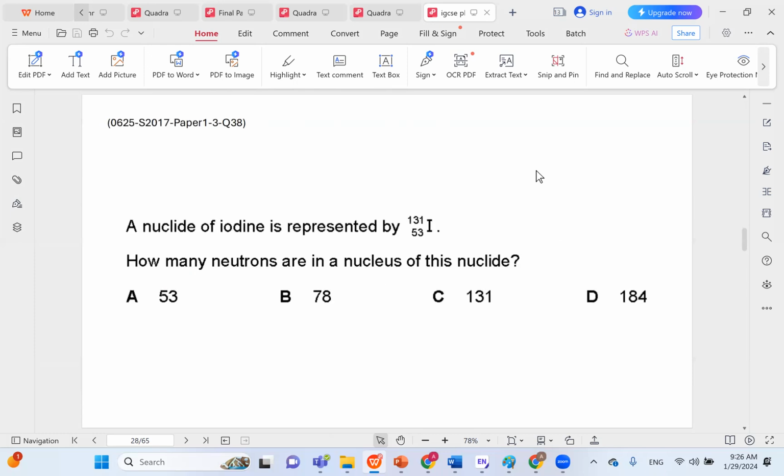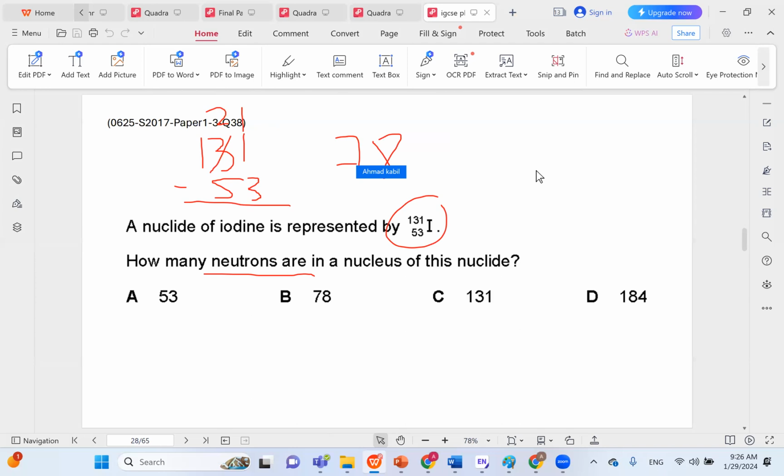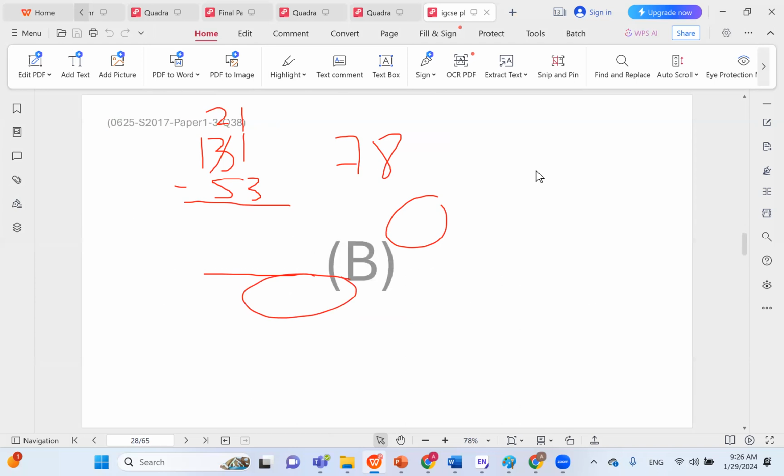A nuclide of iodine is represented by iodine-131, with proton number 53. How many neutrons are there? So to get the neutrons, you subtract the two numbers, 131 minus 53. So this would be 11 minus 3 is 8, 12 minus 5 is 7, so 78. B is the correct choice here.